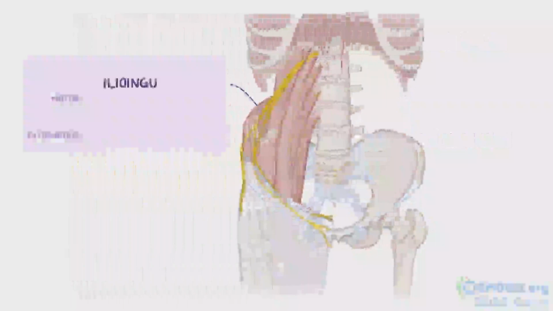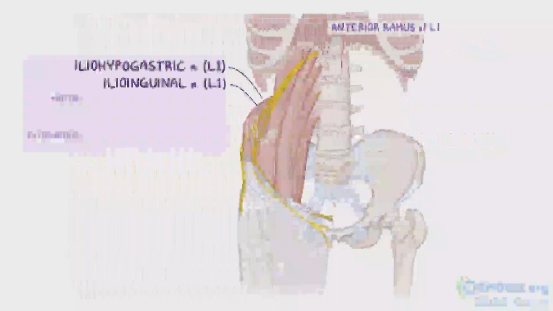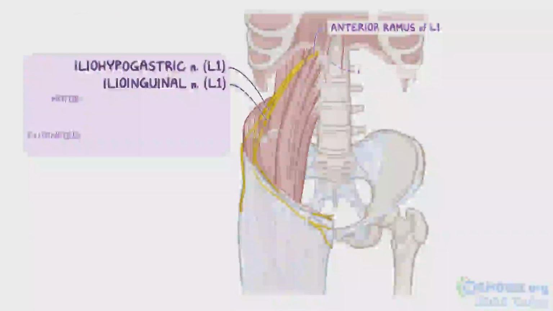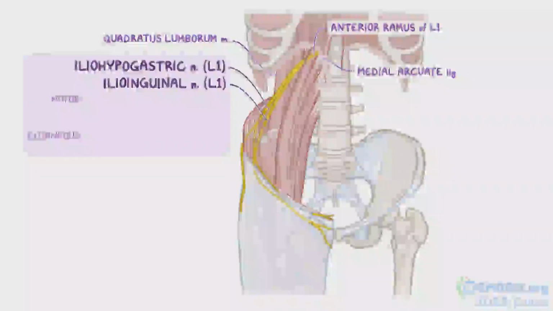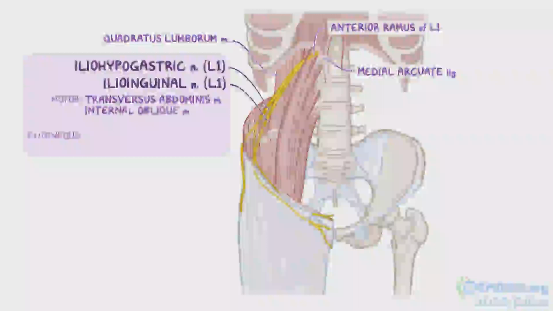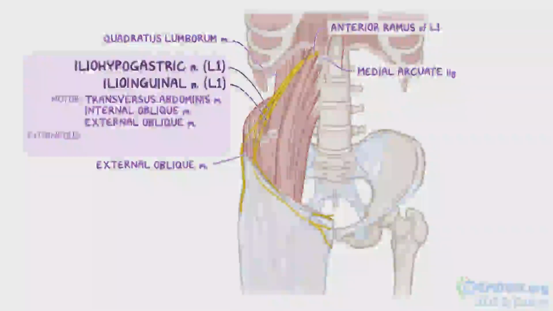First, let's look at the ilioinguinal and the iliohypogastric nerves, both of which arise from the anterior ramus of L1. They enter the abdomen posterior to the medial arcuate ligament and then pass inferolaterally, anterior to the quadratus lumborum. Then they run superior and parallel to the iliac crest, with the iliohypogastric nerve traveling more superiorly than the ilioinguinal nerve. Then they pierce the transversus abdominis and internal oblique muscles near the anterior superior iliac spine, supplying them with motor innervation. Finally, they pass through the external oblique muscle in order to supply this muscle and the skin of the inguinal and pubic regions.